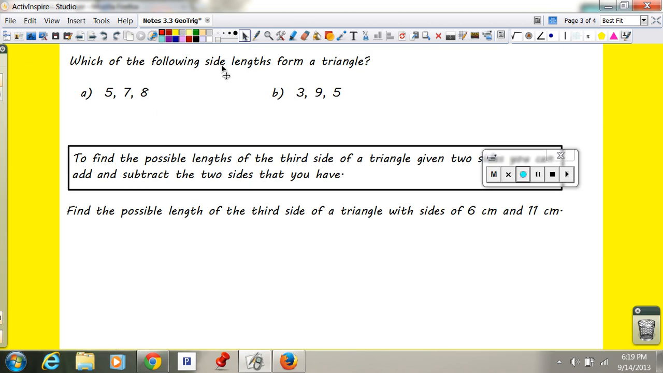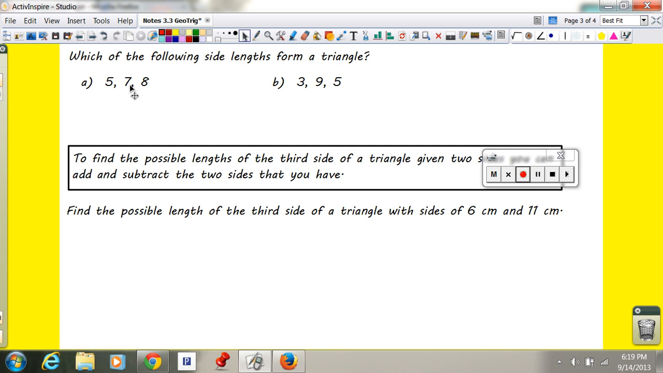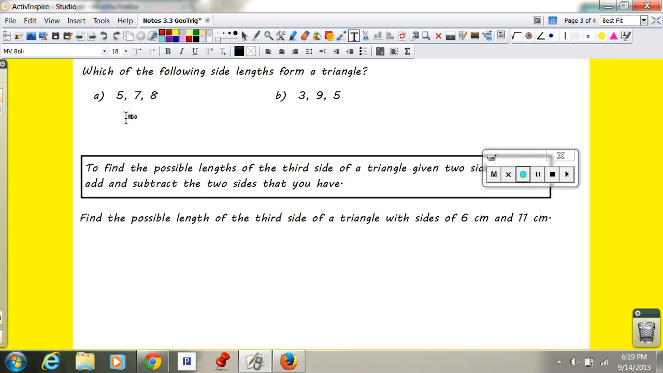Alright, here are some key practice problems. Which of the following side lengths form a triangle? Let's see, 5, 7, and 8, could that be a triangle? Let's check it out. Take my smallest two sides, 5 plus 7. Is that greater than 8? And the answer is yes. 5 plus 7 is 12, and 12 is greater than 8. It is a triangle.